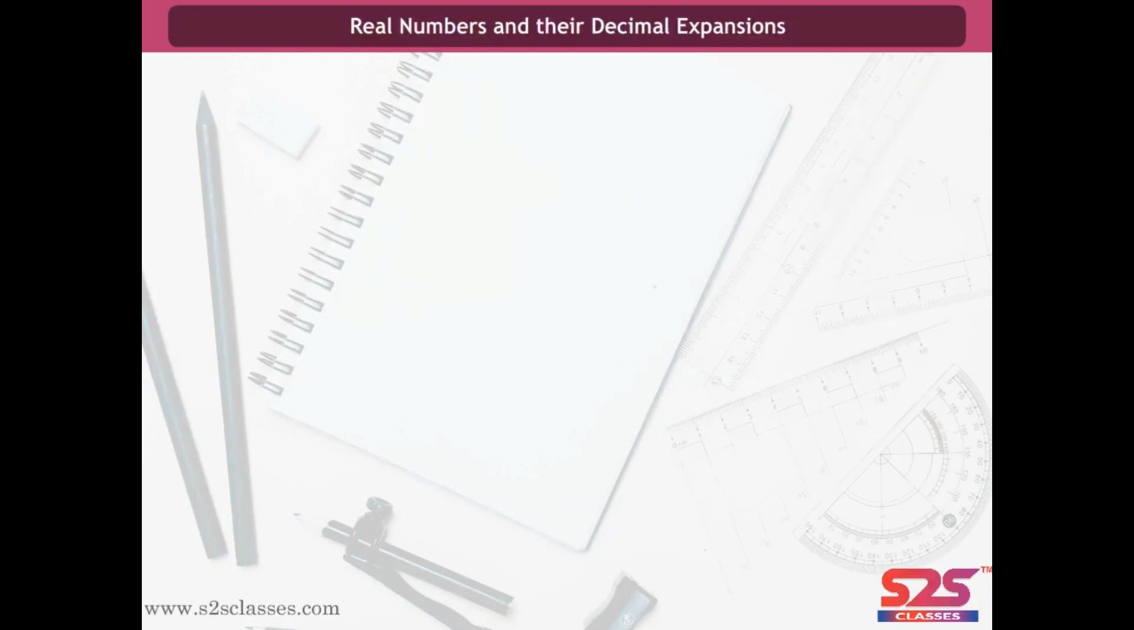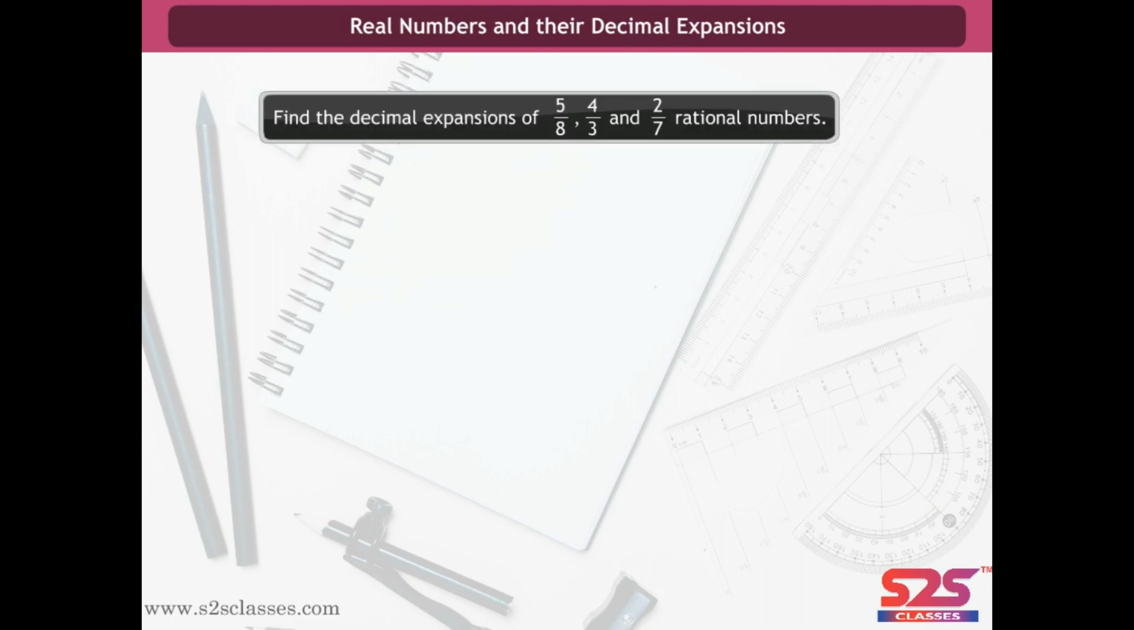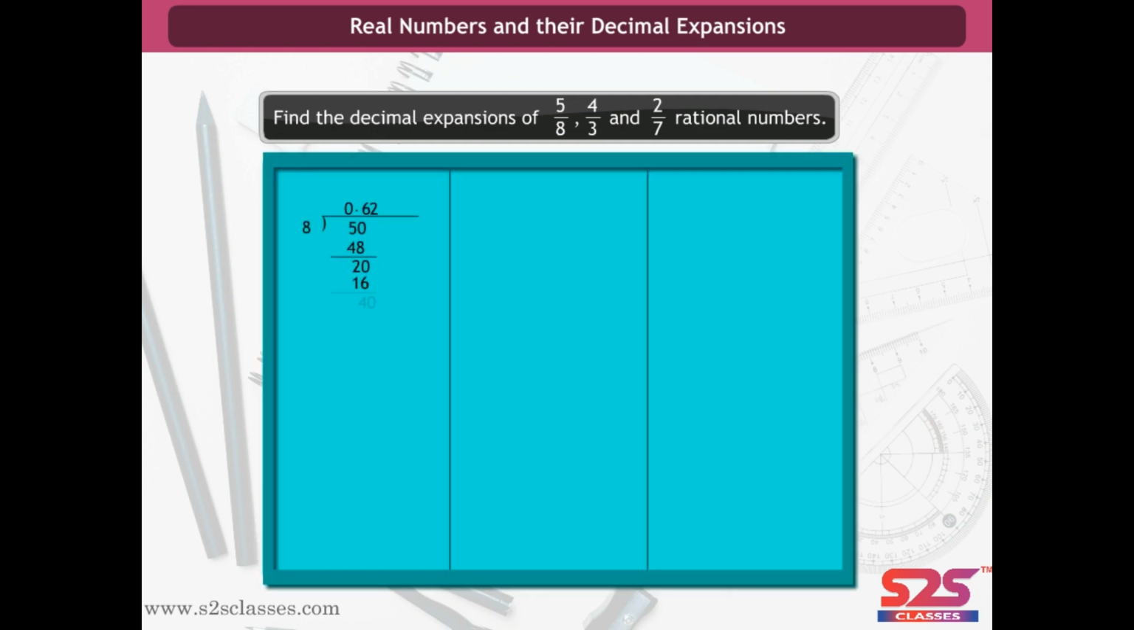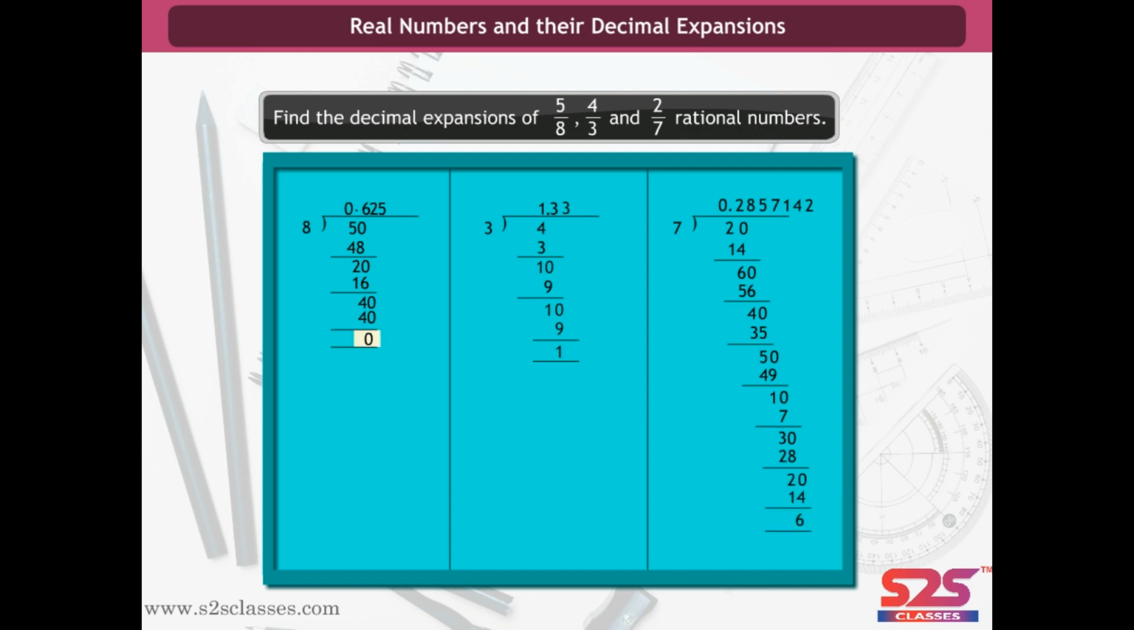Real numbers and their decimal expansions. Let us start with a few examples of rational numbers. Find the decimal expansions of 5 by 8, 4 by 3 and 2 by 7. We use the long division method here. As we can see, in one case the remainder is 0 and in the other two cases it is not. Therefore, we can now have two separate cases.